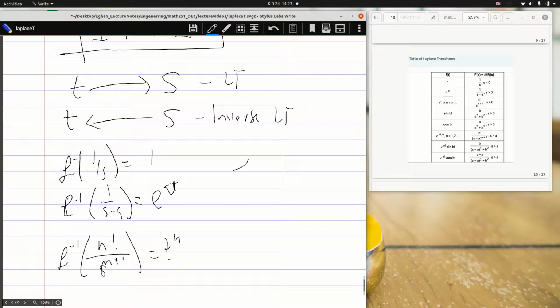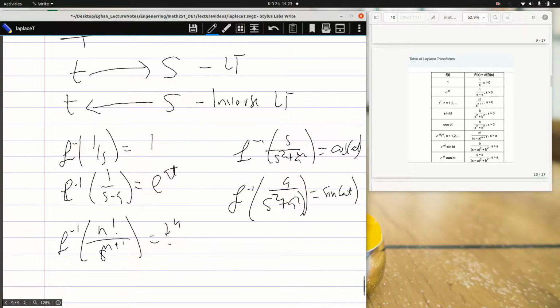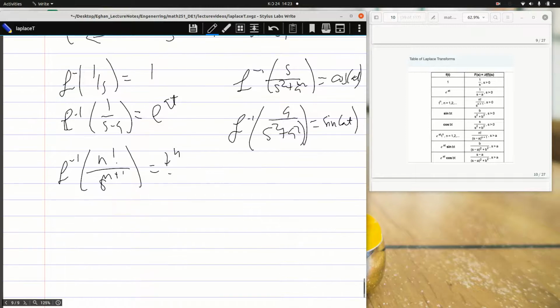Laplace inverse of s over s squared plus a squared should give me what? My cos at. And all the others. So the inverse should give you whatever you had in the original transformation. Now the question is, how do I solve for this? Assuming that these common functions are not here. Assuming I don't know these common functions. In a case where these common functions are not given, how do I then solve for the inverse Laplace transform?